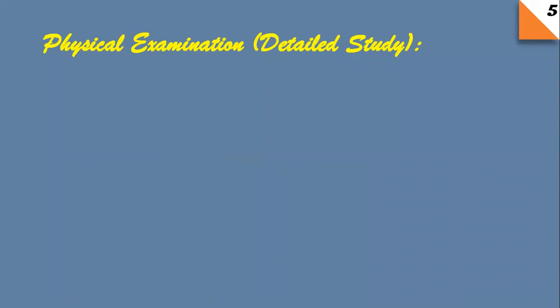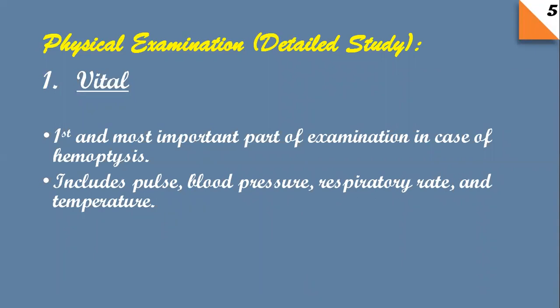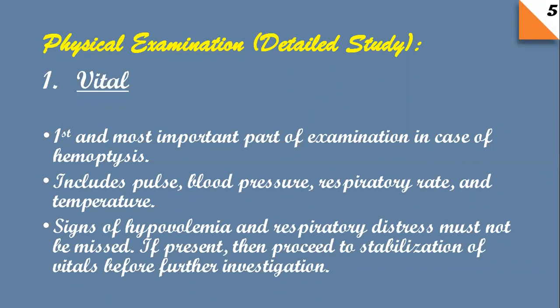Now, moving on to the detailed study of physical examination performed in a patient with hemoptysis. Firstly, we measure vitals. The first and most important part of the physical examination in hemoptysis is vitals, because let's remember that hemoptysis might present in an emergency setting. So vitals are most important in these conditions. They include pulse, blood pressure, respiratory rate, and temperature. The signs of hypovolemia and respiratory distress must not be missed, and if they are present, then we must proceed to stabilization of vitals before doing any other investigation.